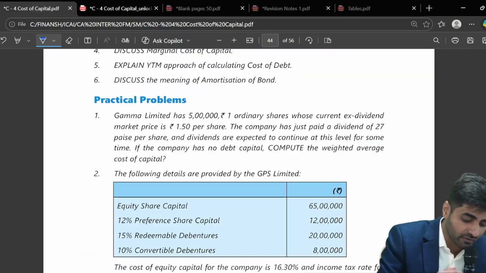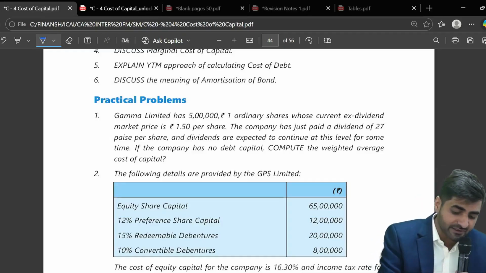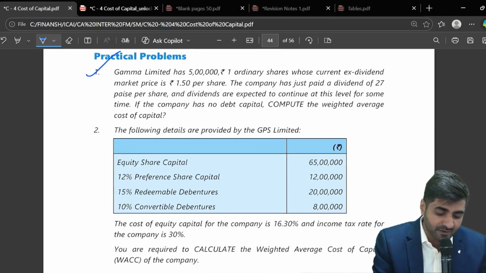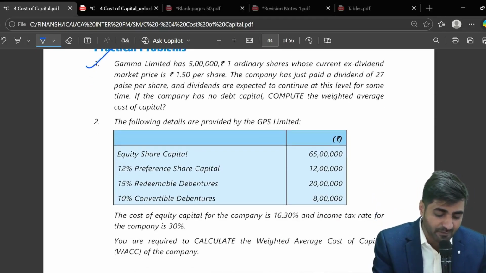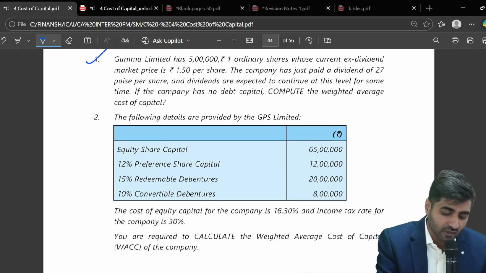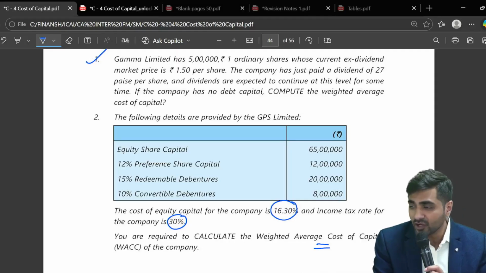Now, what is given to you in your question number 2? The following details are provided by GPS. We have equity share capital, then we have 12% preference shares, we have 15% redeemable debentures, we have 10% convertible debentures. The cost of equity for the company is given as 16.3 and the income tax rate is 30%. We are required to calculate the WACC. How will you calculate your WACC?